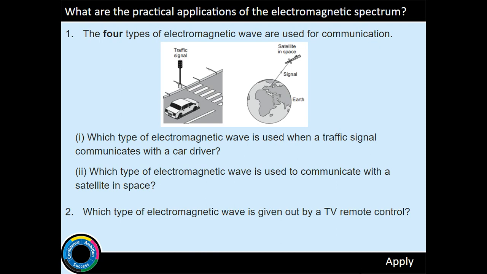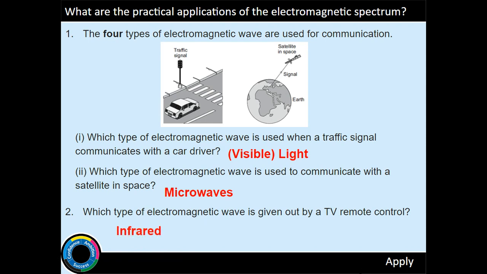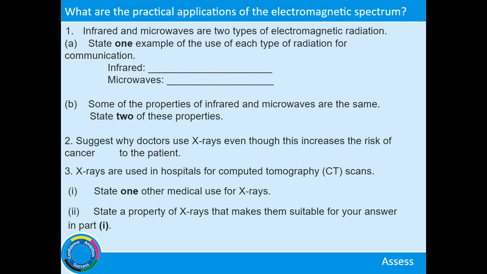All right, answers. Okay, so what light communicates with the driver and from the traffic signal? That is going to be your visible light. Microwaves are going to be used to communicate with the satellite, and it's infrared that you can find in your TV remote control. All right, now the assess questions, a little bit harder, challenging you a little bit more.